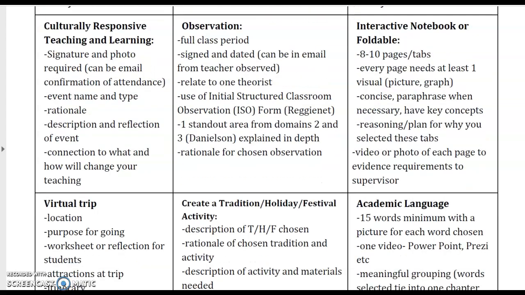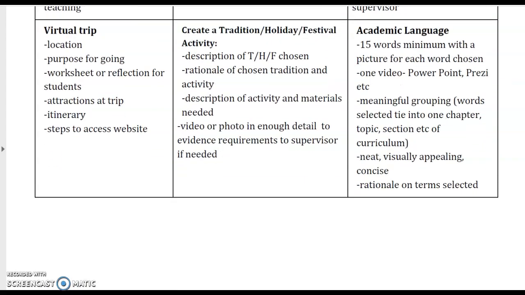The next item in Group 3 is academic language. Again, this is exactly the same as the science criteria. It would just be for words that are chosen that would tie into social studies curriculum.